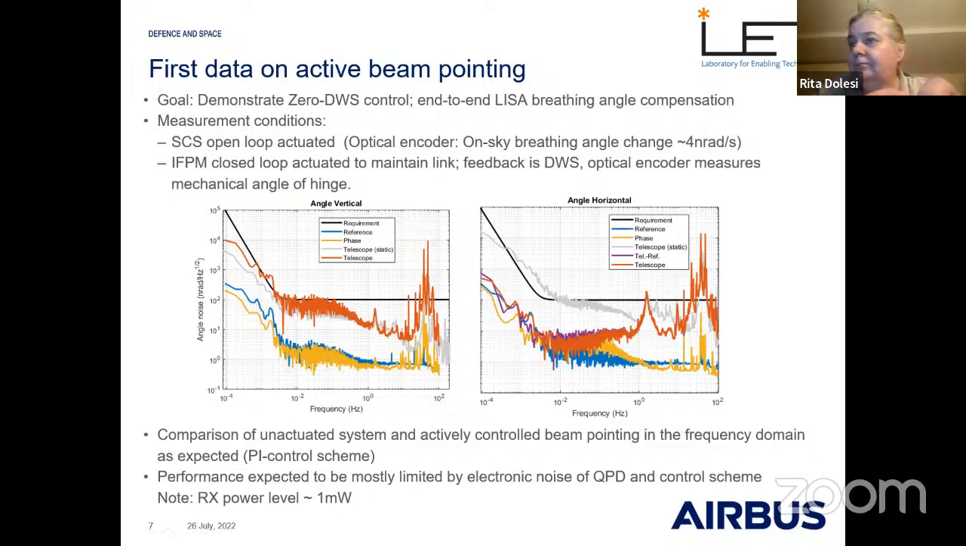Yes, and for low frequencies we are limited by electronic noise. So we are sitting here on the reference and phase interferometer, on the auxiliary interferometers on the noise sphere. This can be seen from the comparison in the frequency domain, and the performance is now expected to be mostly limited by the control scheme as well as electronic noise of the QPD. The control scheme here is a PI controller, but one could think, of course, of a more advanced control scheme. That's probably not really required if you look at the data, because it's well below the requirement, actually.